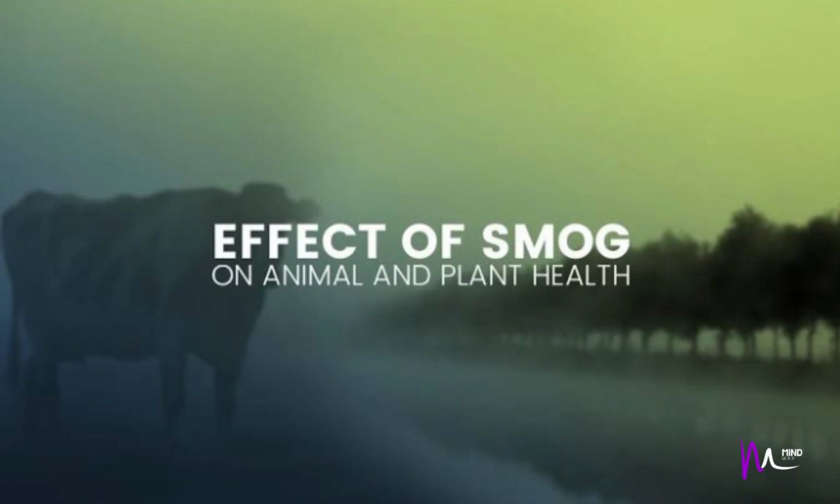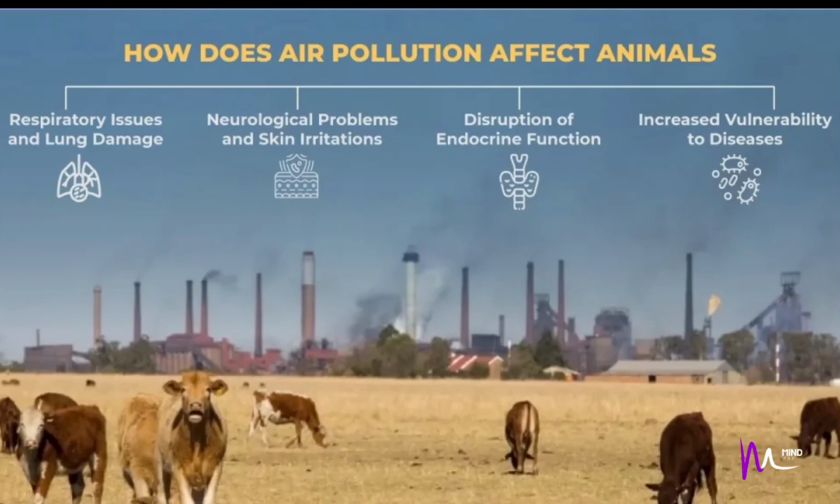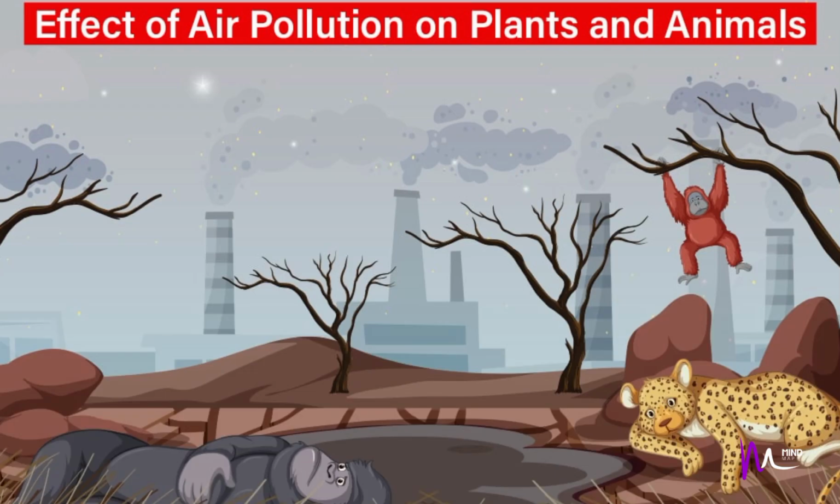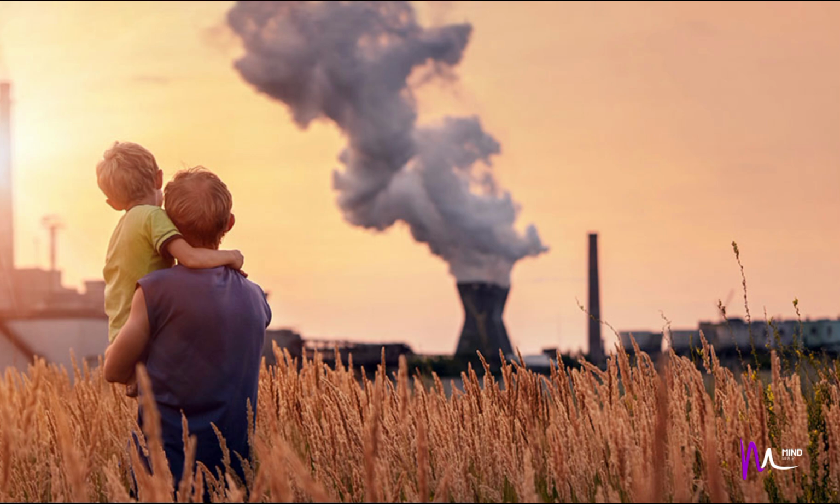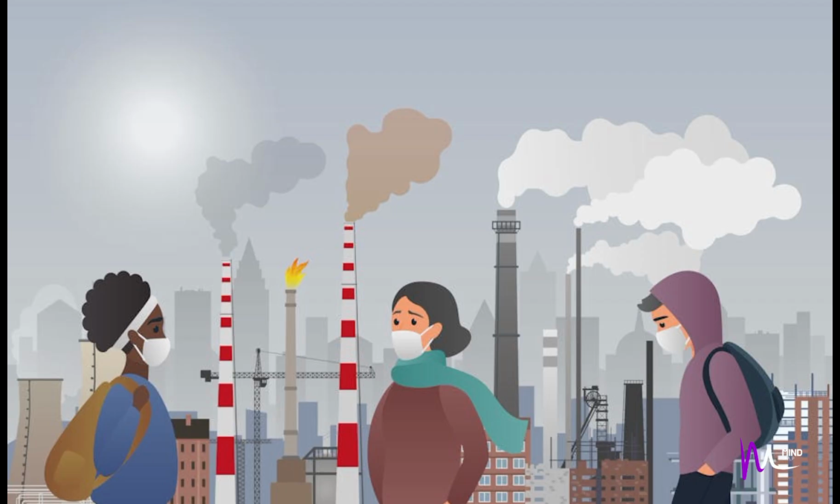Effect of smog on animal and plant health. Smog is unhealthy to humans and animals, and it can kill plants. Smog is also ugly. It makes the sky brown or gray. Smog is common in big cities with a lot of industry and traffic.